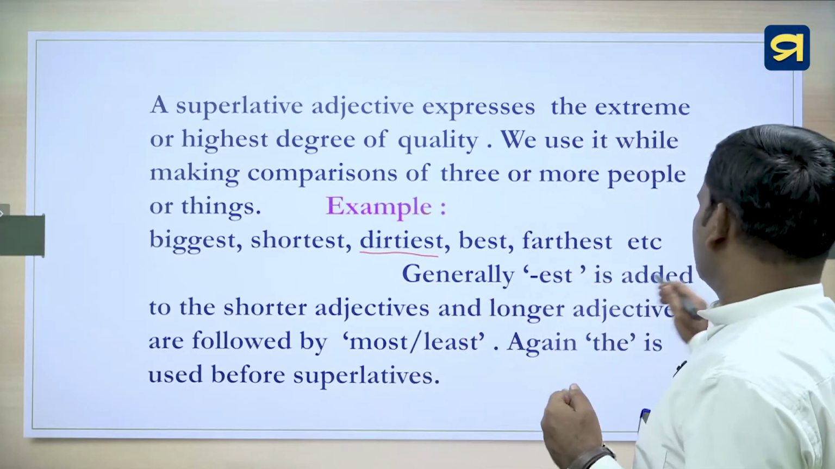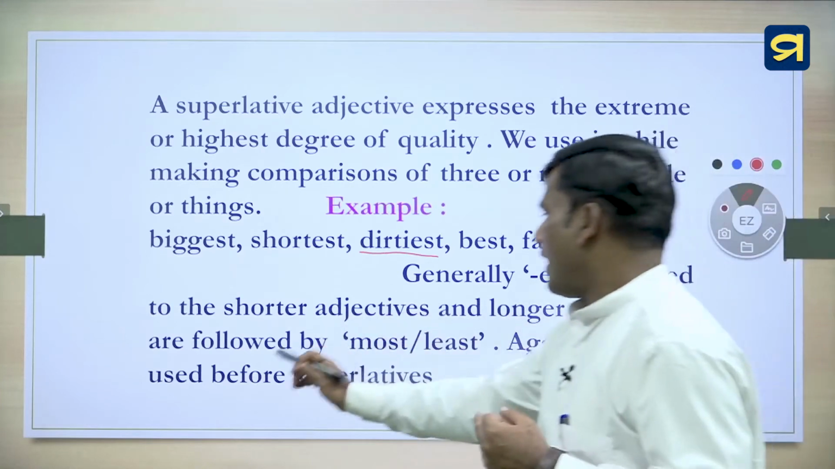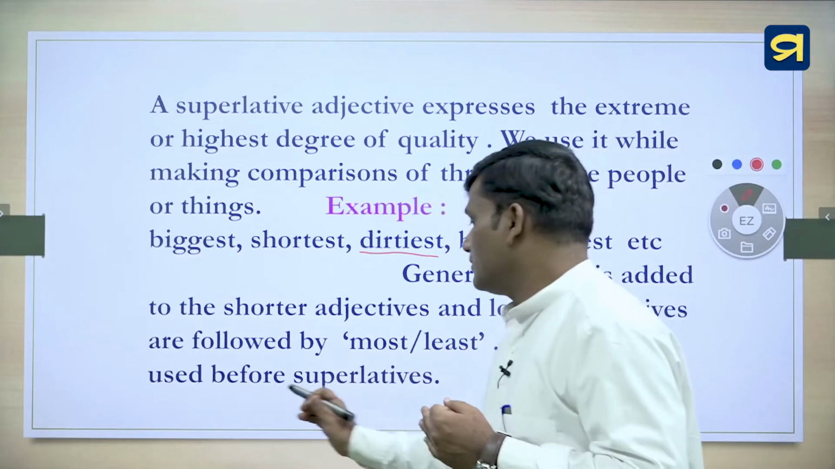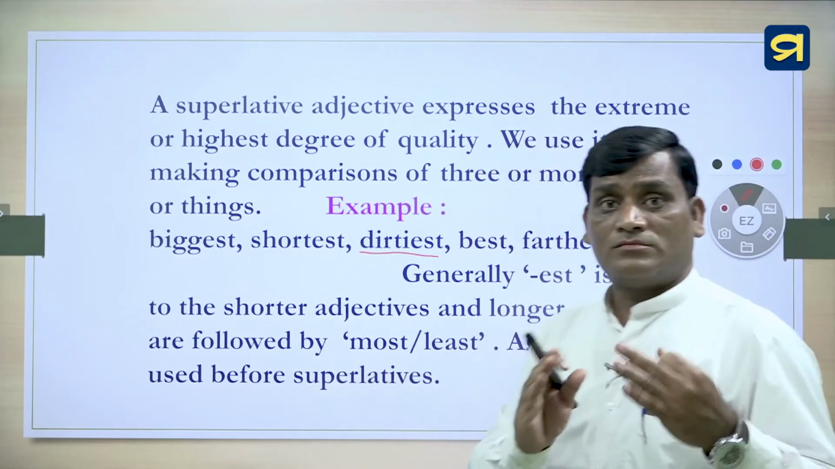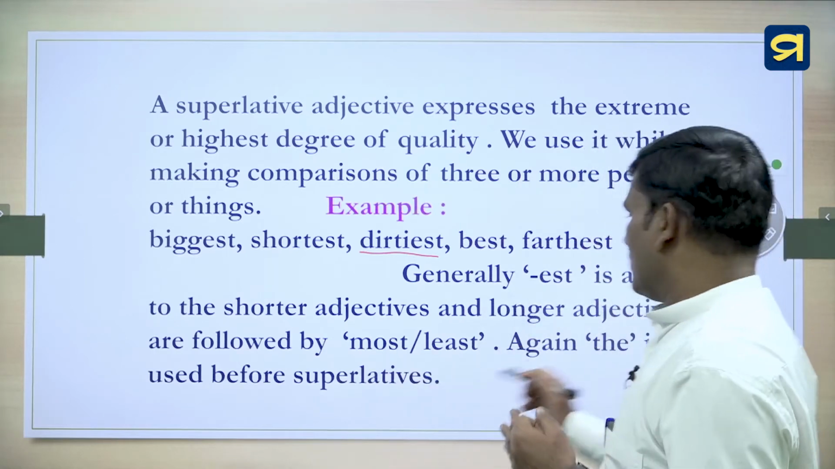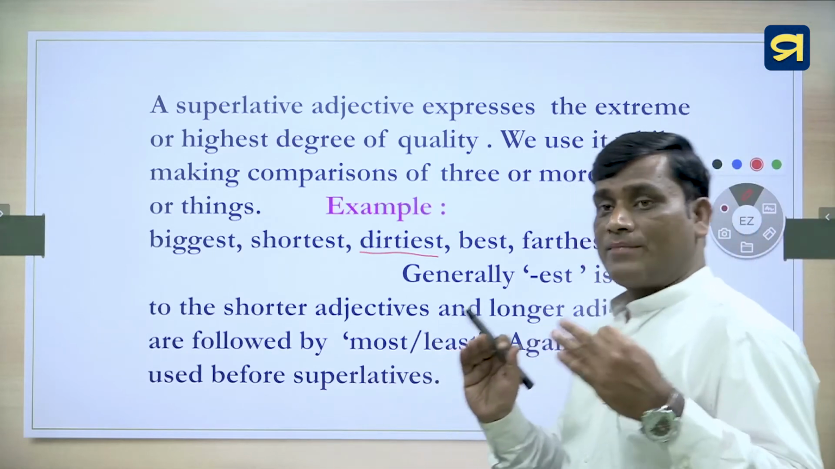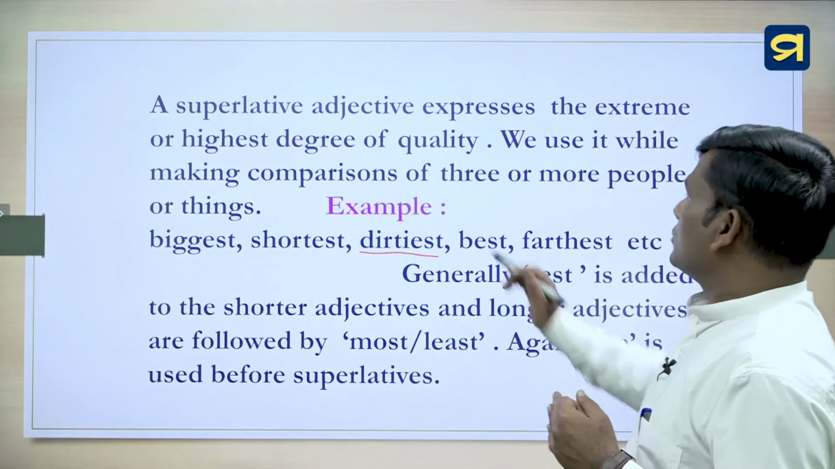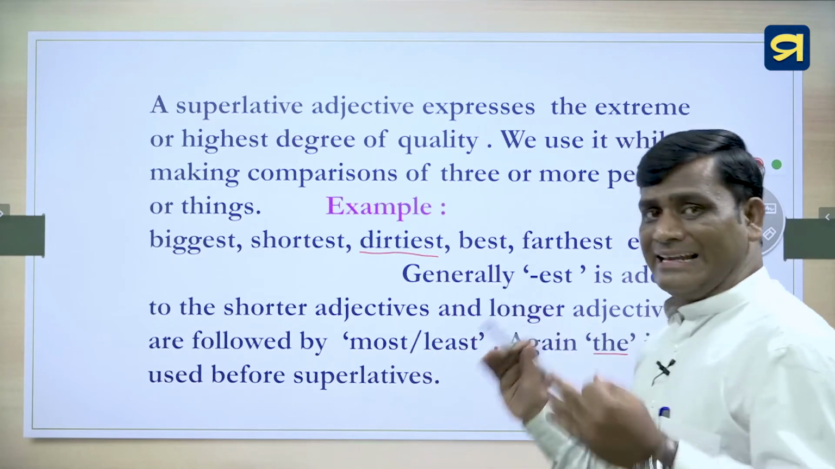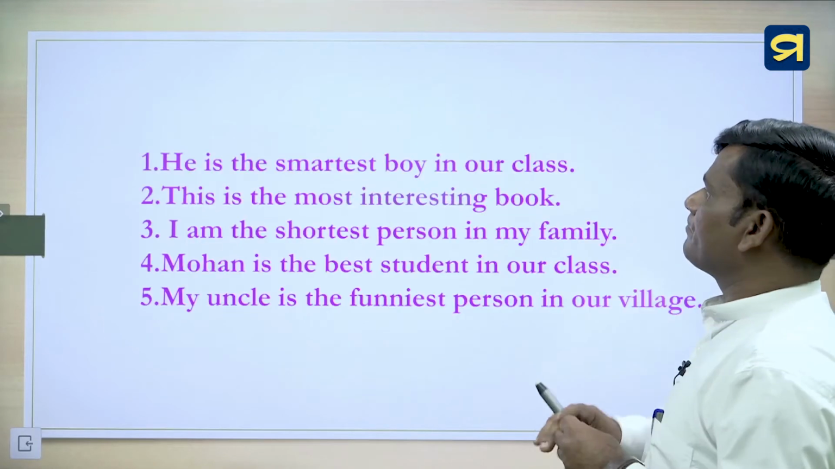Generally, EST is added to the shorter adjectives and longer adjectives are preceded by most or least. Again, the is used before superlative. Don't forget it. The is used before the superlative degree. Okay, we should keep in mind. So, shorter adjectives take EST and longer adjectives take most or least. Okay, we will proceed to the next.